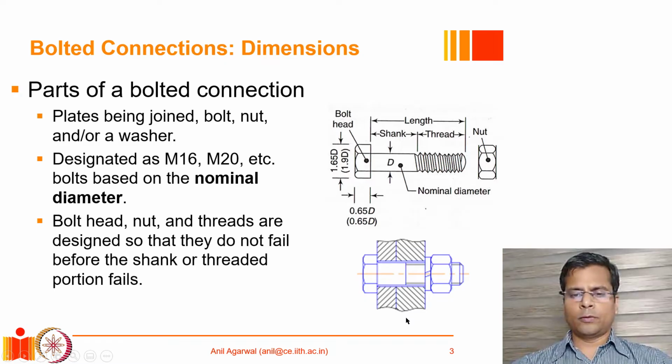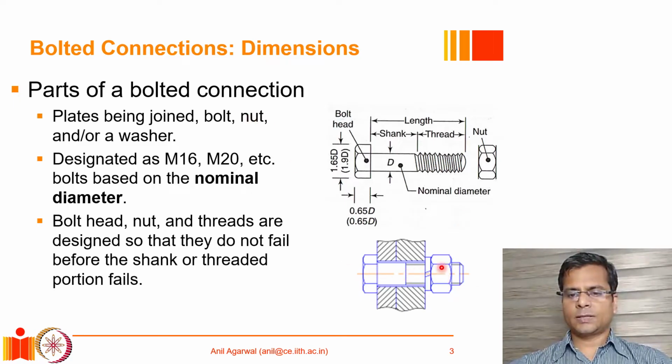Now, in order to understand bolts, first we have to understand what the dimensions are, how to classify bolts, etc. So this is basically an introductory lecture. A bolted connection consists of several components. The components include the plates that are being joined together. So for example, in this diagram, there is a plate here, there is a plate here. There is a hole in both these plates, and those holes are aligned together. Then there is a bolt that has to pass through the hole.